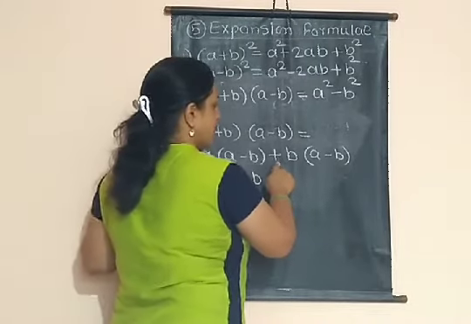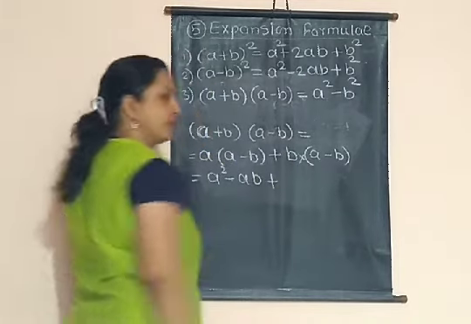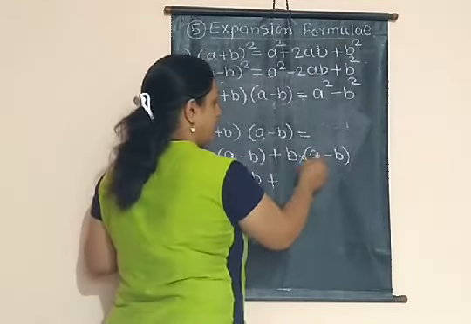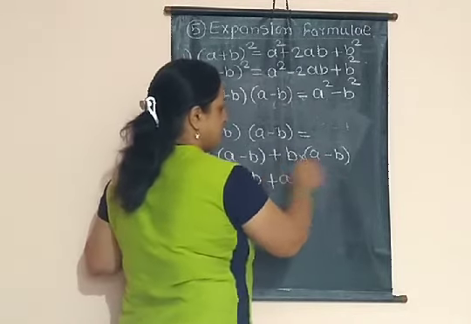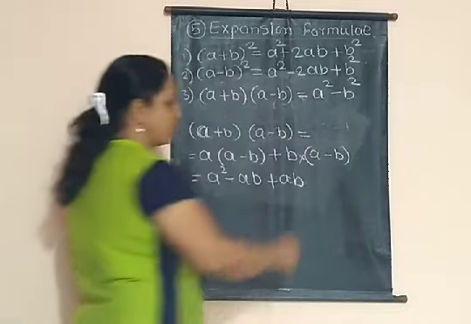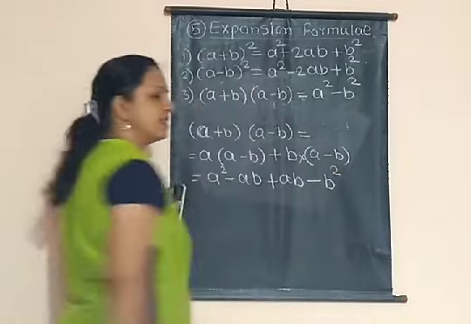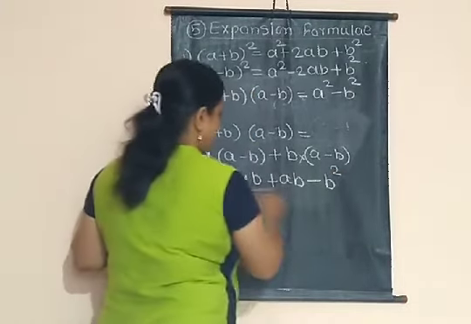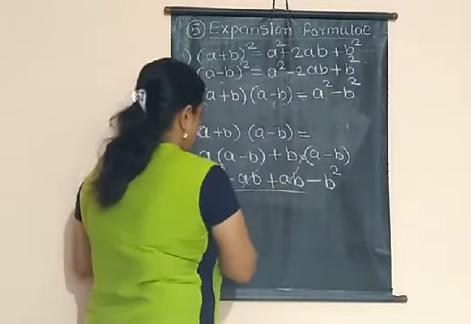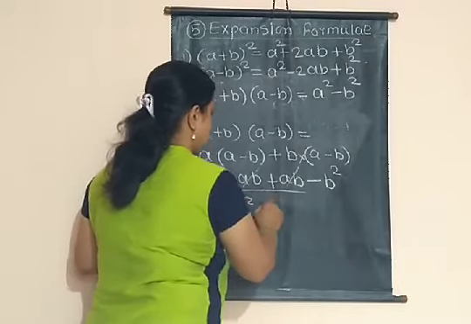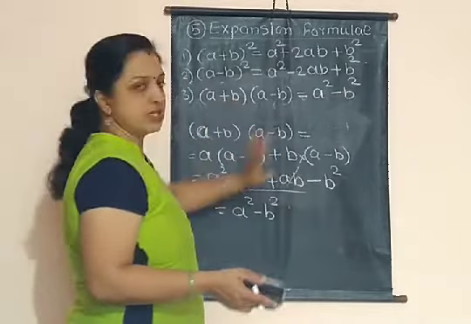Now after that, this plus sign and here also plus sign and their product, so that should be positive. So plus a into b or b into a, that is plus ab. Now after that, this is positive sign and this is negative sign. So the product should be negative. So minus b square, b into b, that is b square. Now you can see these two terms, minus ab and plus ab, will get cancelled. And we get the equation, that is a square minus b square. So in this way, we will get the expansion of this term also.